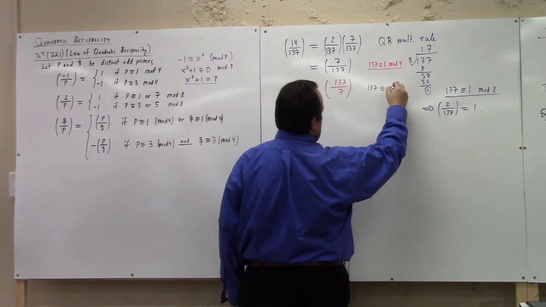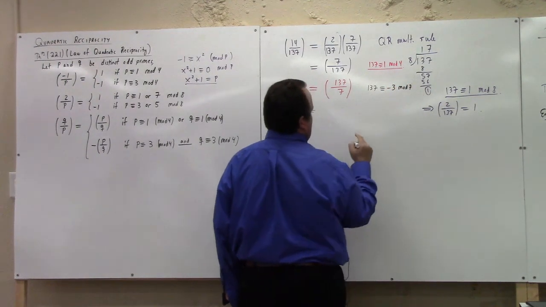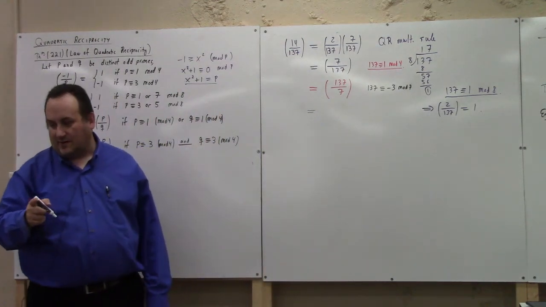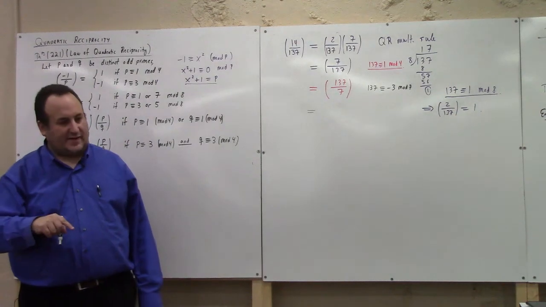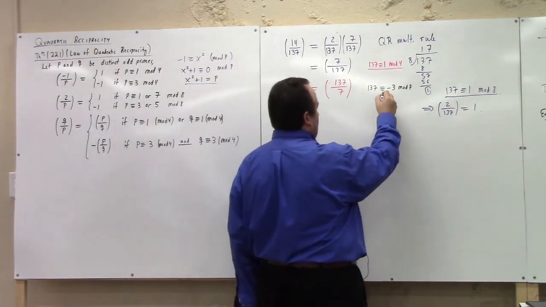I would say minus 3 mod 7. The reason I say that is because that's the easy thing for me to think about. 140 is 20 times 7. It's 3 less than that. That makes it congruent to minus 3. That's my thinking. But I think you said 4.